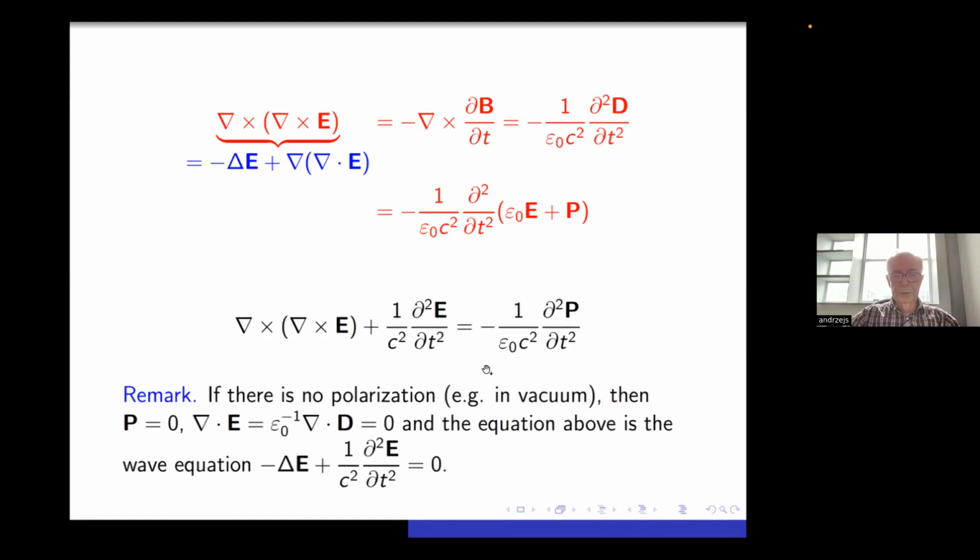And now a remark is that if there is no polarization, for example, if we are in vacuum, then P is equal to 0. So divergence of E will be equal to 0, meaning that this goes away, and we have minus Laplacian E equal to this. And this is a wave equation in R3, so it's very well known, and it has explicit solutions.